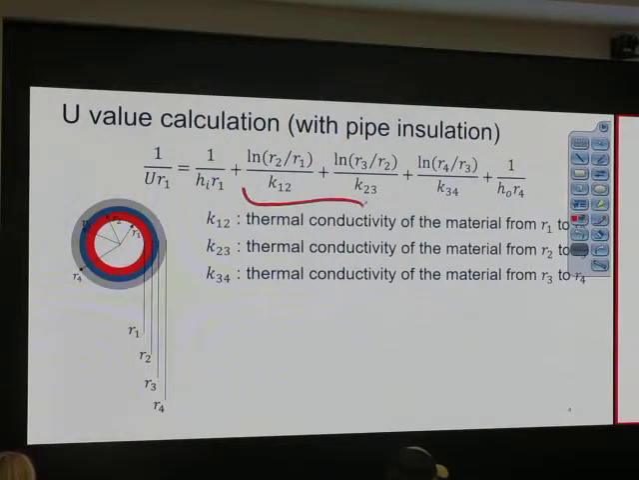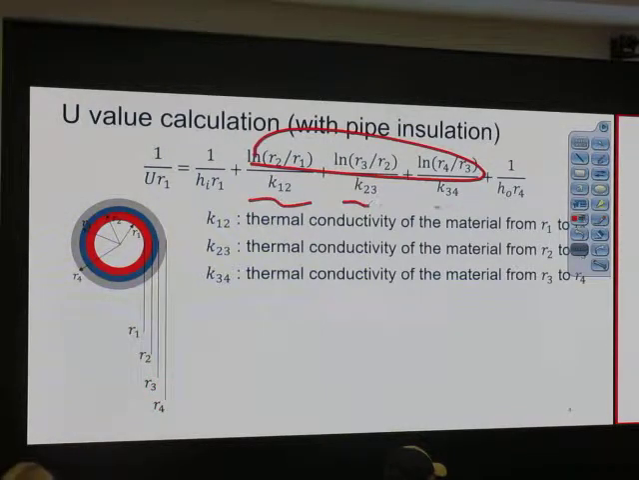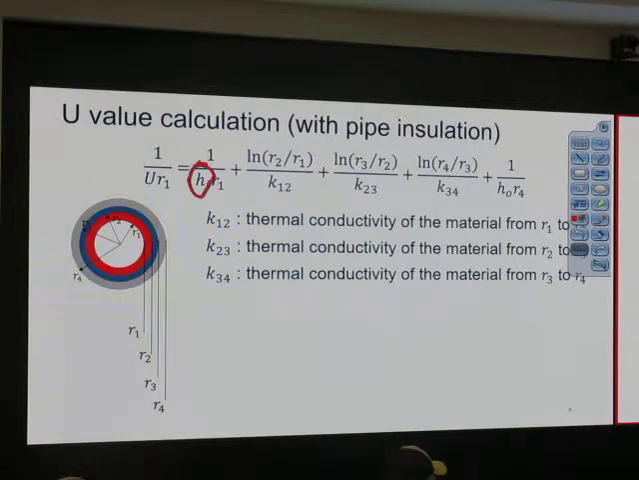These 3 terms are kind of easy to calculate because you just need to know the geometry. How much is the insulation layer thickness? That will tell, right? Let's say R3 is the inner radius, R4 is the outer radius. K value is a solid property. Those are easy. But the thing that is not easy is this HI and HO.